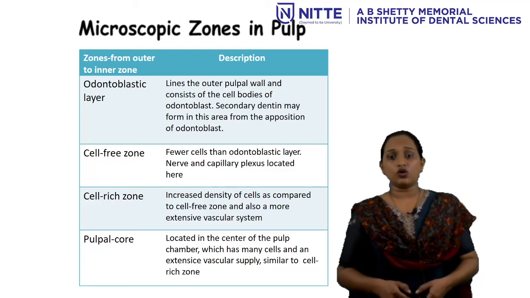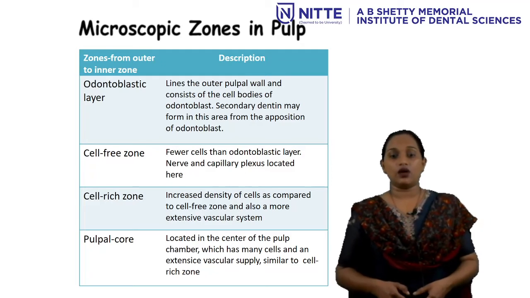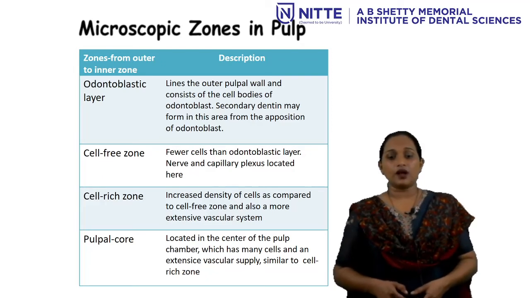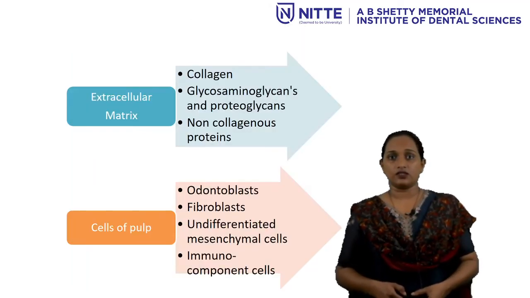Then the outer odontoblastic layer, which is present on the pulpal wall, consists of cell bodies of odontoblast. The secondary dentin may form in this area from the apposition of odontoblast. Pulpal core is that part of the tooth which is the center of the pulp chamber, which has many cells and an extensive vascular supply, similar to the cell-rich zone.